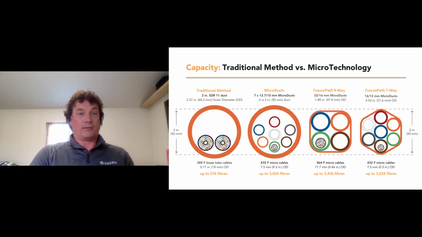Oh, sorry about that. I missed the slide. So you can see there the 2-inch on the left, and then the 2-inch with the MicroDucts, and then you've got your FuturePath products on the right-hand side. But if you notice the capacity difference, a 2-inch can typically hold about 576 strands of fiber versus into the 3,000 strands.